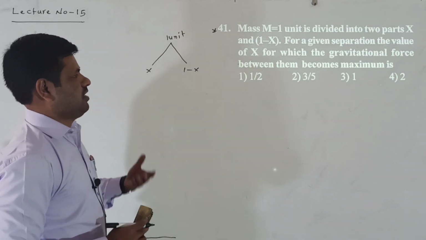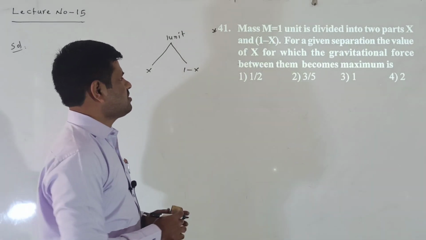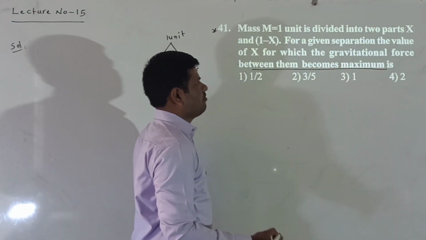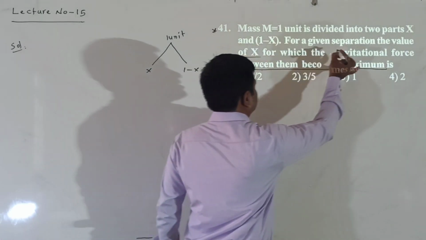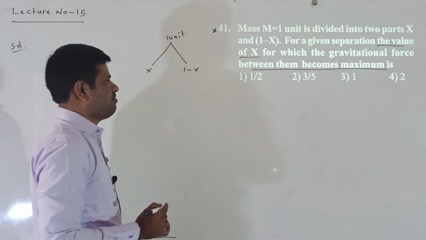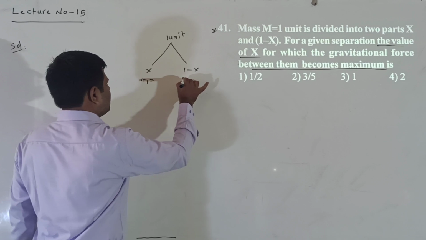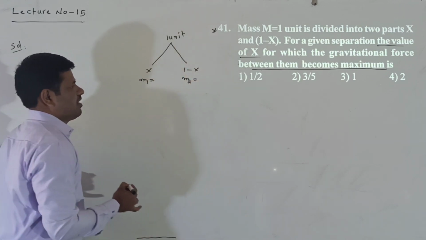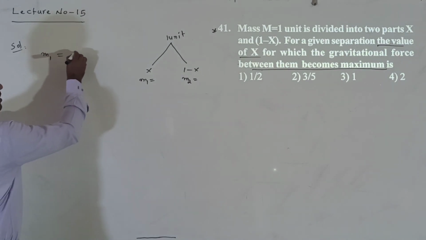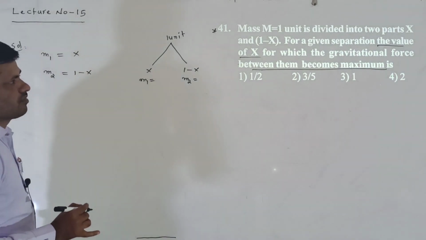For a given separation, any separation R, the value of x for which the gravitational force between them becomes maximum. What is the x value asked? The value of x. Right, the gravitational force between them should be maximum. This is one mass, considered as m1, given as x. This is the other mass, m2, given as 1 minus x.